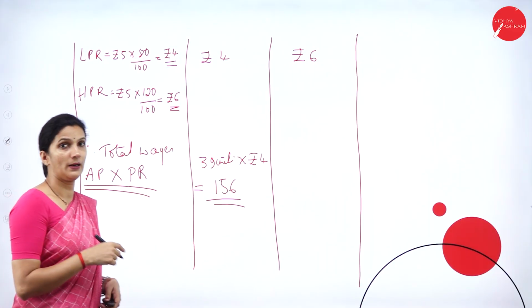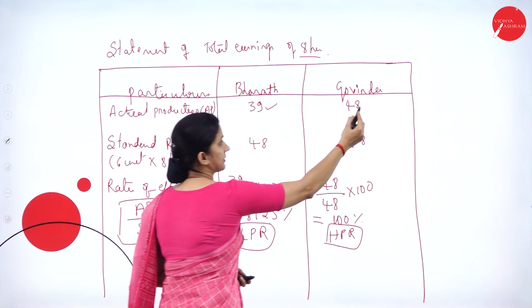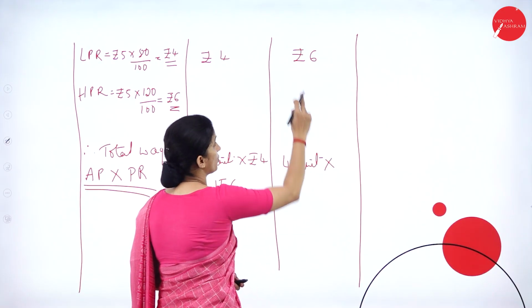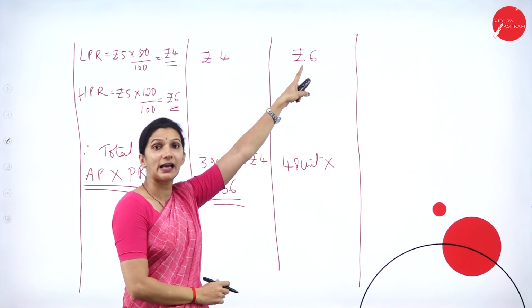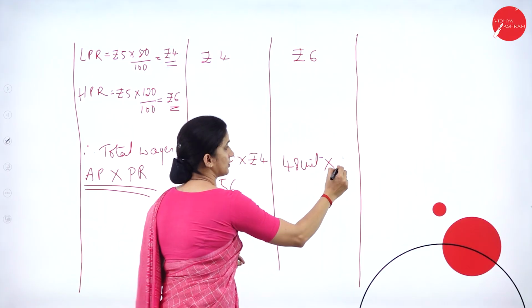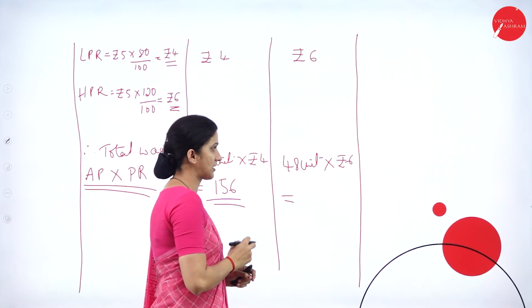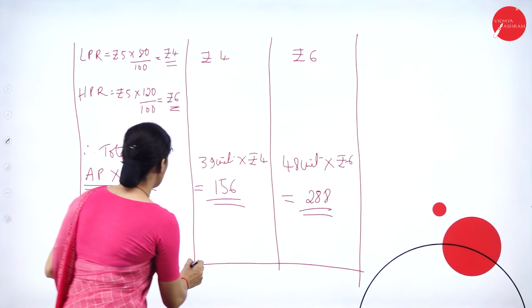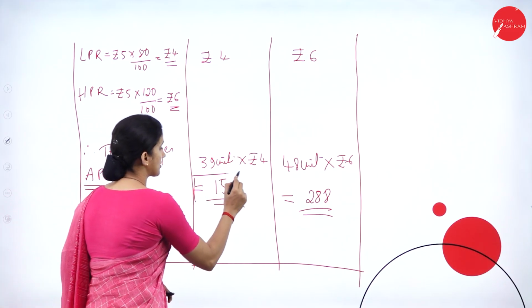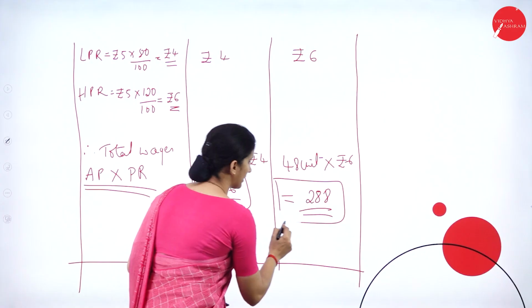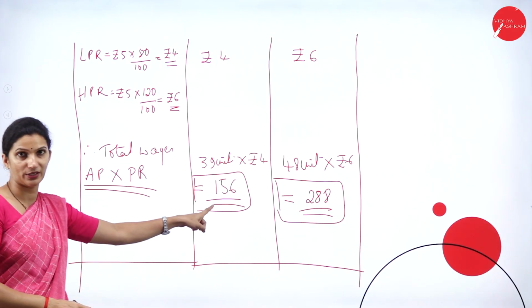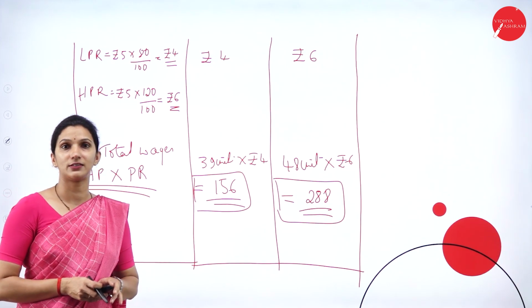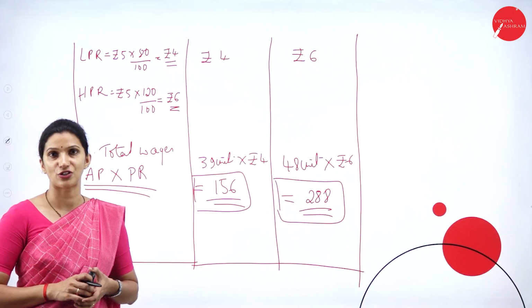In the same way for Govinda, his actual production is 48. So 48 units that he has produced into what is the rate applicable for him? It is the high piece rate, that is rupees 6. So the amount he is getting is 288. So this is the total wage calculation under Taylor's differential piece rate system. Their total earnings: worker Bharat, it is 156, and for Govinda it is 288. So this is how we need to calculate under Taylor's differential piece rate system.